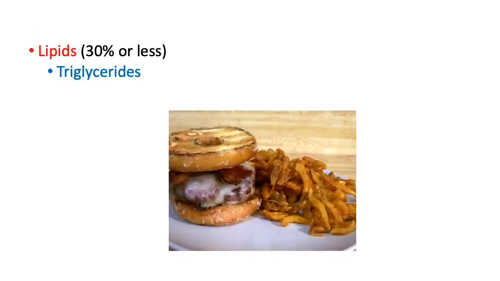Recall from AP1 that there are 3 different types of lipids. Triglycerides, which are your fats and your oils. Steroids, which are made from cholesterol. And phospholipids, which are found within the membranes of your cells. We're going to begin by looking at the triglycerides.